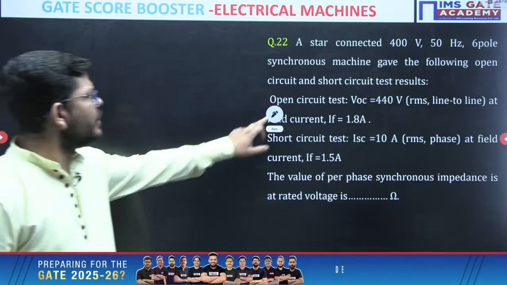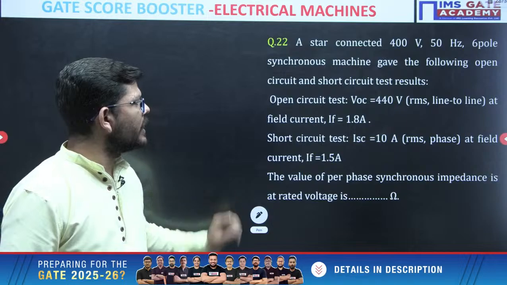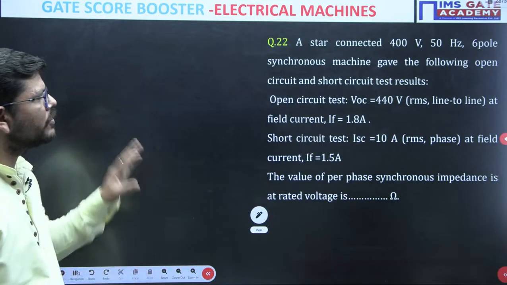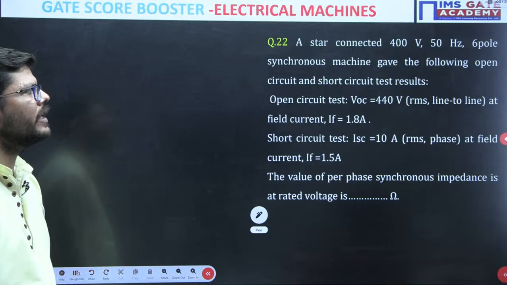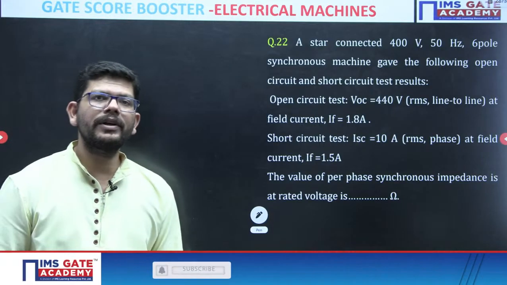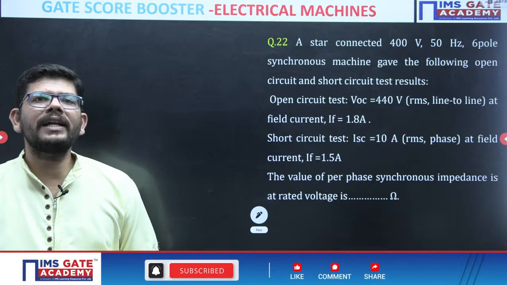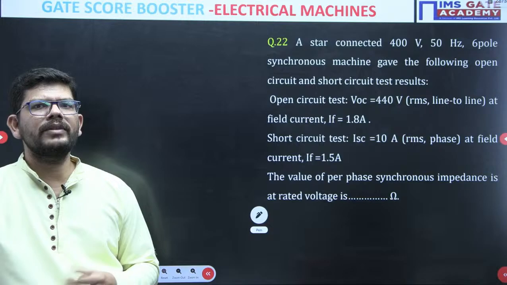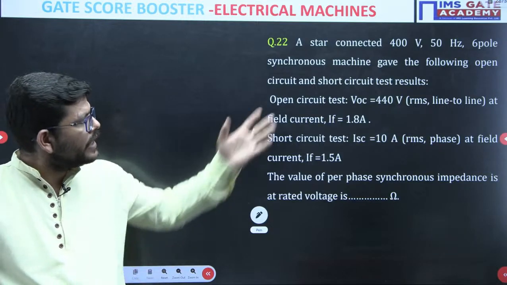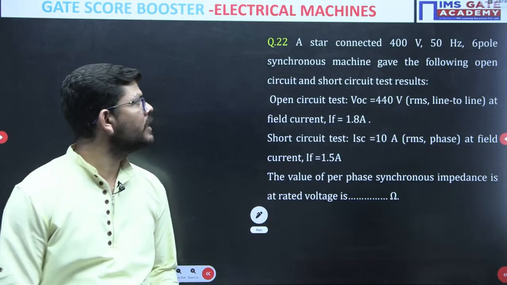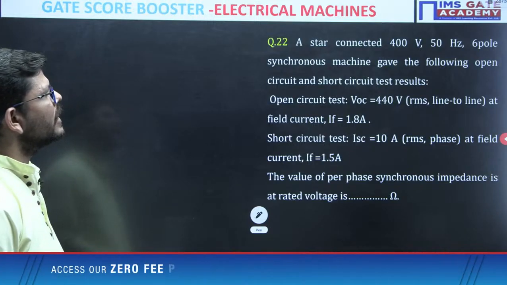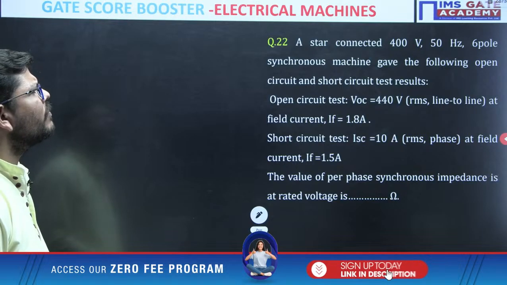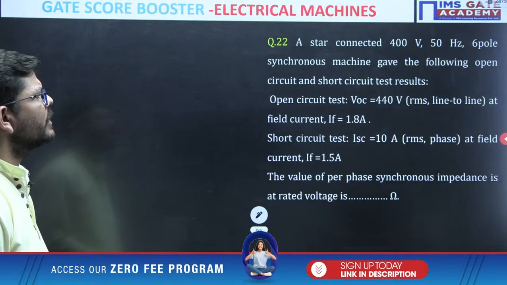Then I have taken this question, which is almost similar to a GATE question. But I was not able to stop myself from taking this question, because I feel that this is very important. From the synchronous alternator, the EMF method is very important. And on the EMF method, a direct question can be asked, or an indirect question like this can also be asked. So what is given here is that a star connected 400 volt 50 hertz 6 pole synchronous machine gave the following open circuit and short circuit test result.